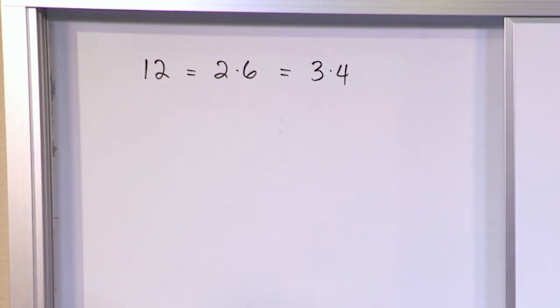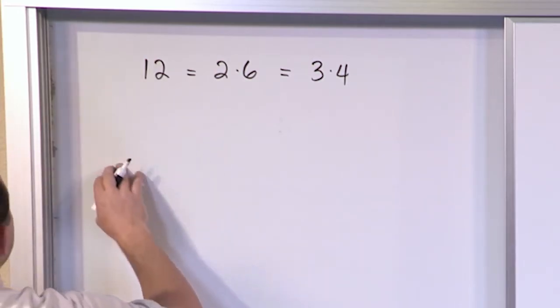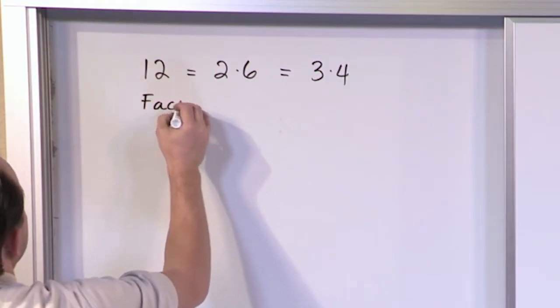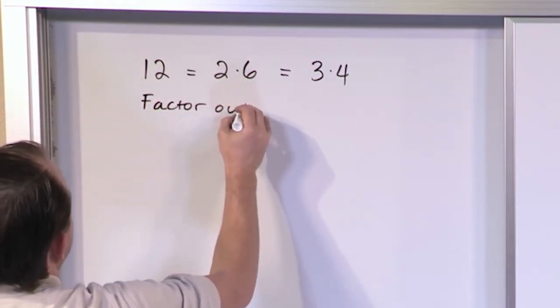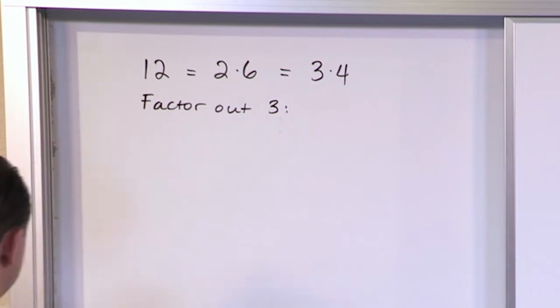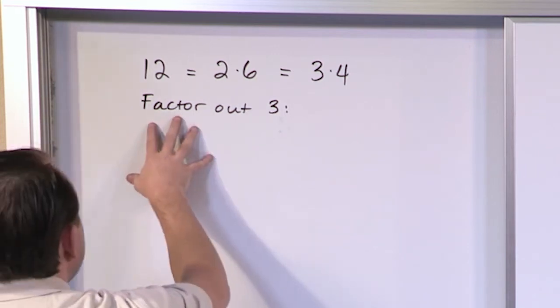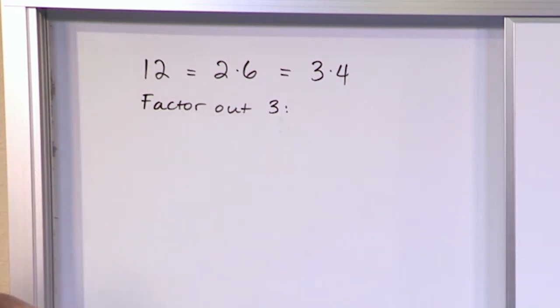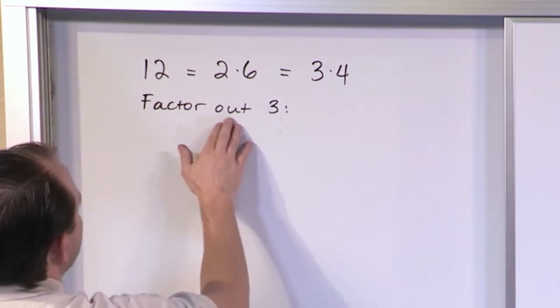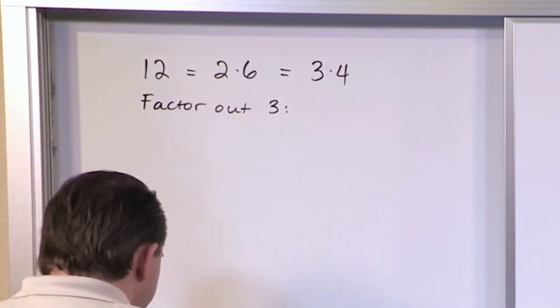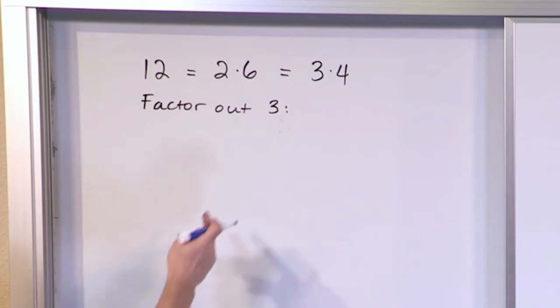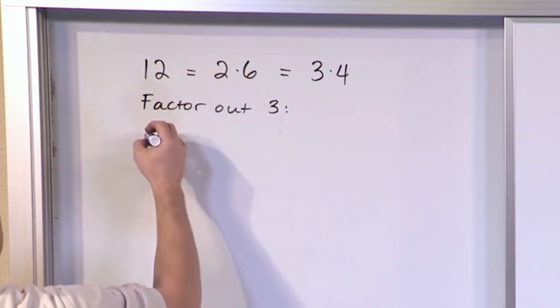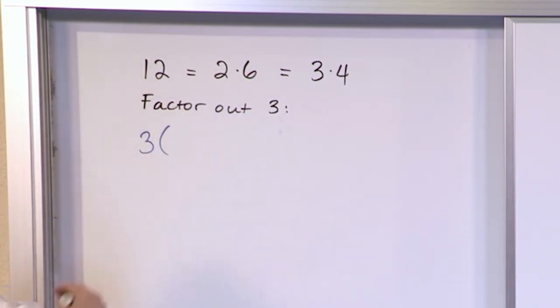So if I ask you, all right, take 12 and factor out a 3, what do you think that's going to mean? Well, the word factor, I just told you 4 times, it means pull out. So what I'm telling you to do is pull out a 3, all right? So if I pull out a 3 from 12, I have to write my 3 down and I'll write my parentheses. What's going to be left over if I pull out that 3?